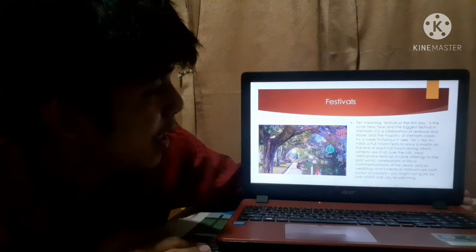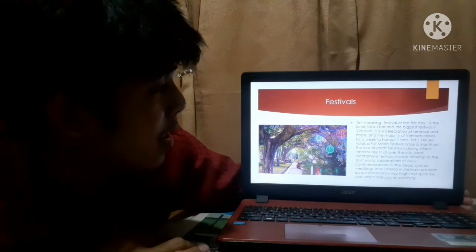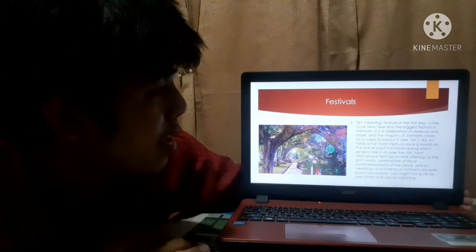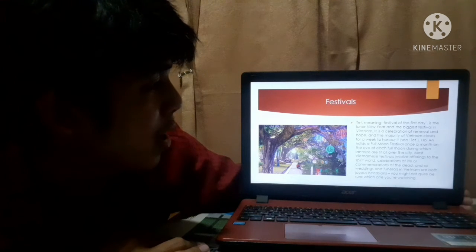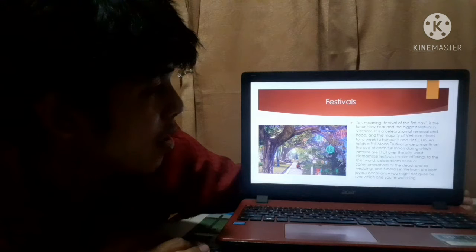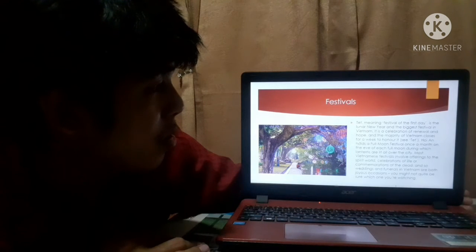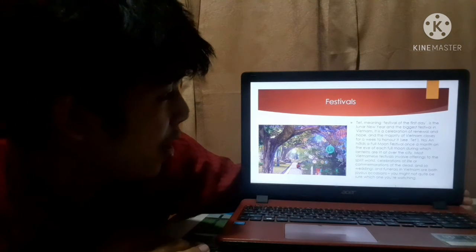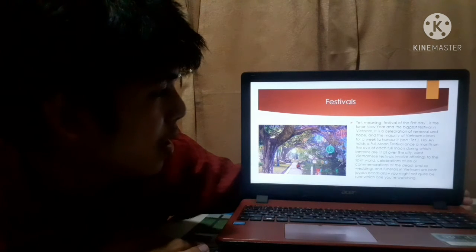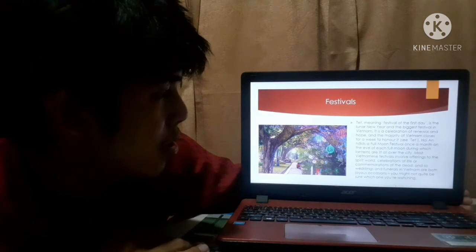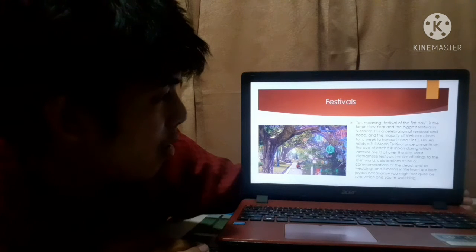Tet, meaning festival of the first day, is the Lunar New Year and the biggest festival in Vietnam. It is a celebration of renewal and hope and the majority of Vietnam closes for a week to honor it. Hoi An holds a full moon festival once a month on the eve of each full moon, during which lanterns are lit all over the city.